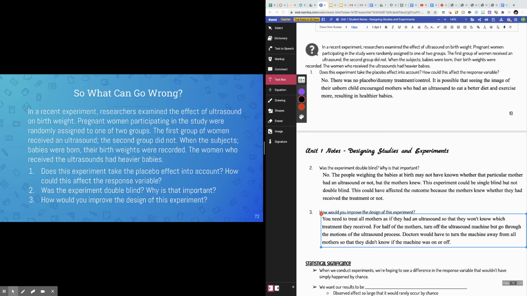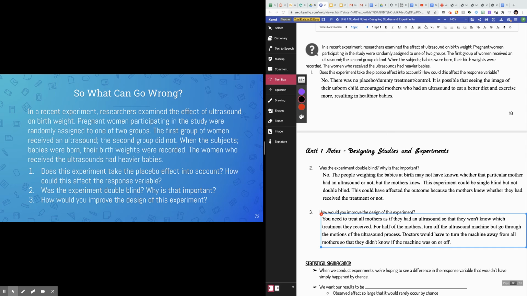Number two said, was this experiment double blind, and why was that important? So, no, I talked about that a couple seconds ago. The people weighing the babies at birth probably didn't know whether that mother had an ultrasound or not, but the mothers did know the way that this experiment was designed, right? So at the moment, it's single blind, but not double blind.